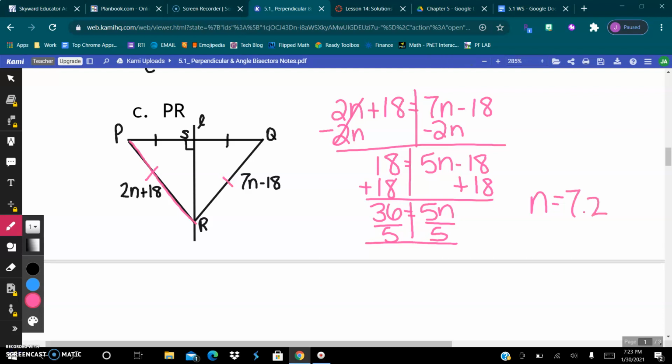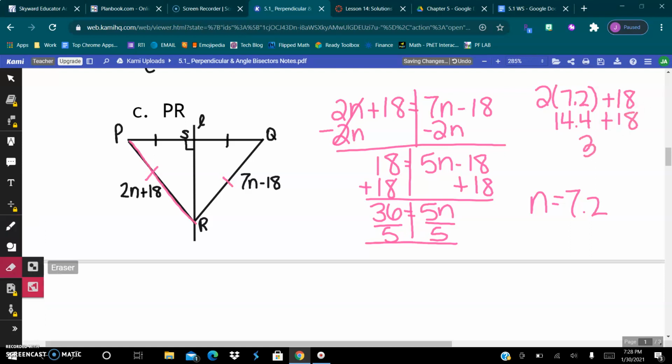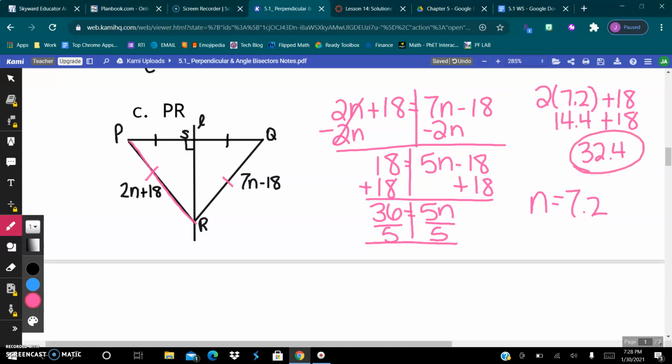So then I have to plug that back into the 2n plus 18: 2 times 7.2 plus 18. This would be 14.4 plus 18, and that would be 32.4 when we add them together. So that length is 32.4.